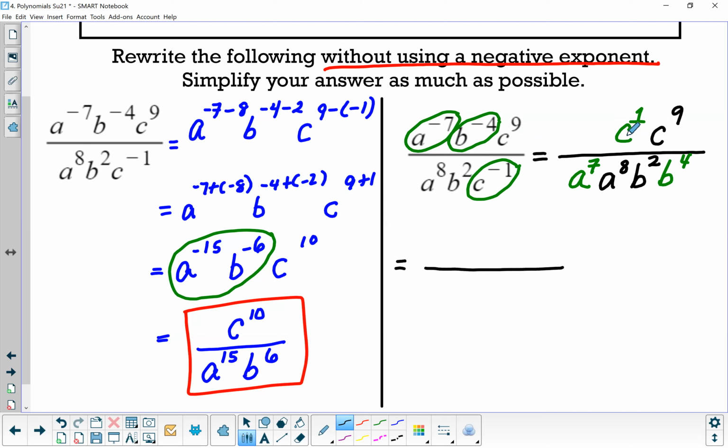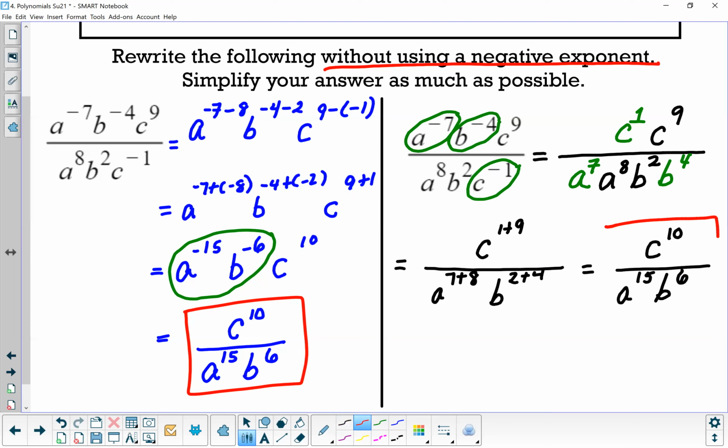And now I like this. I could just use my product rule. C to the 1st times c to the 9th, we would do c to the 1 plus 9, which gives us c to the 10th. And then a to the 7 times a to the 8, a to the 7 plus 8, which gives us a to the 15th. And then we have b to the 2nd plus 4, so we have b to the 6th. And as you can see, you get the same answer, going a slightly different route.